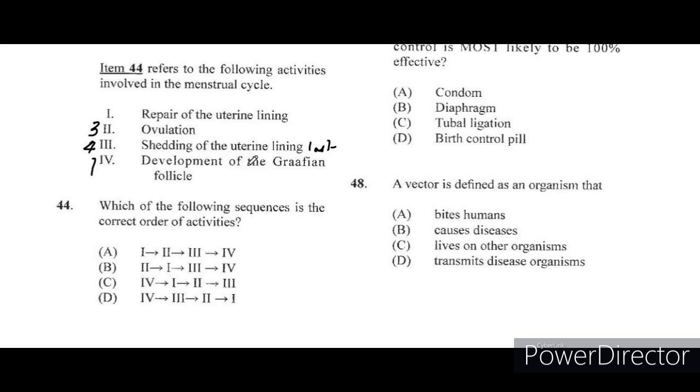This could be first. Development of the Graafian follicle and the repair of the uterine lining. Then ovulation takes place, that's the release of an egg. If fertilization doesn't take place, the thickened uterus lining sheds itself, and that's why we bleed. All right, so IV is first. Then I, 44C.